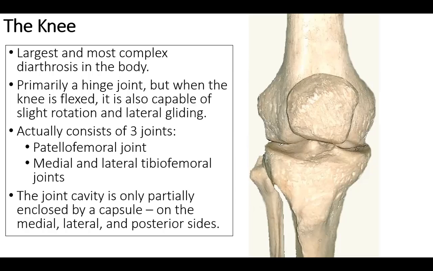It is not a complete capsule joint. It is not enclosed on the anterior surface, because you can feel your kneecap. If the entire joint was enclosed, you could never feel your kneecap, but you can feel your kneecap moving around if you play with it. It's surrounded on the medial, lateral, and posterior sides, but the anterior part of it is not part of the capsule. It is arguably the most complex joint that we have.